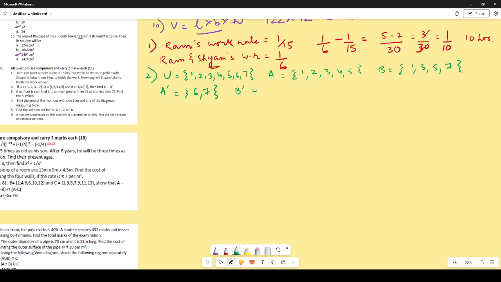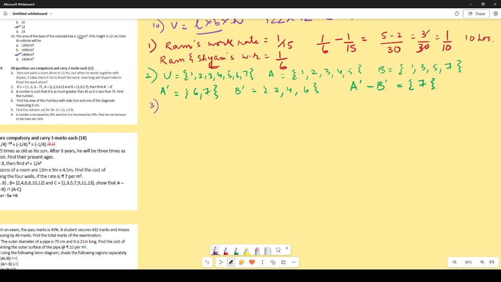Now what will be B complement? B complement will be 2, 4 and 6. Right. Now we have to find A complement minus B complement. So we have to look at the element which is present in A complement but not present in B complement. A complement has only two elements, 6 and 7, but out of these B complement has 6. So A complement minus B complement would be 7. That is how simple it was.